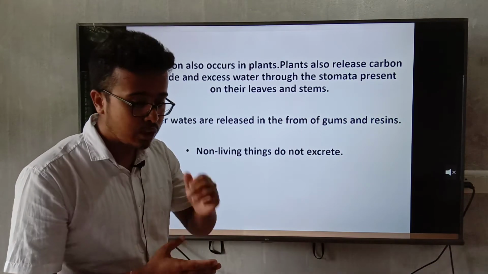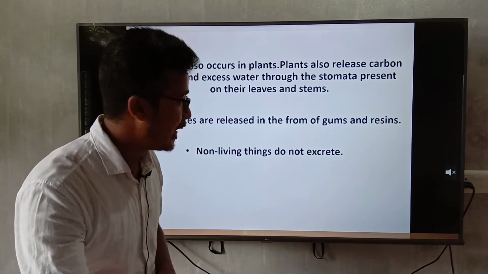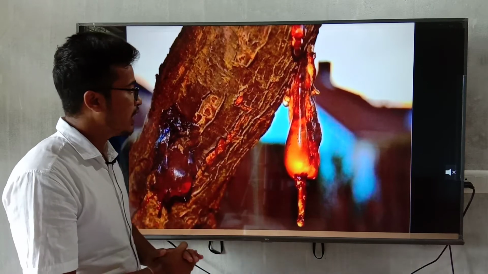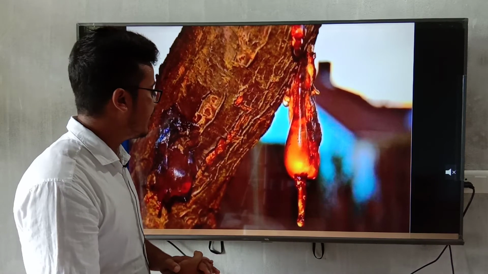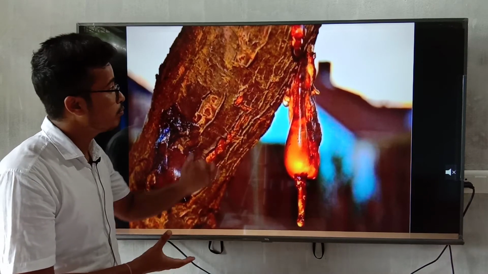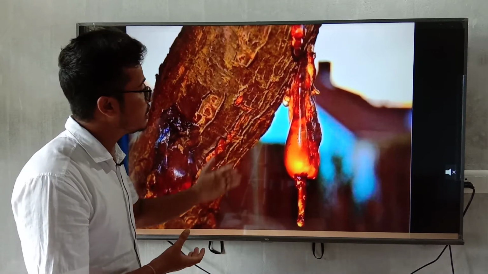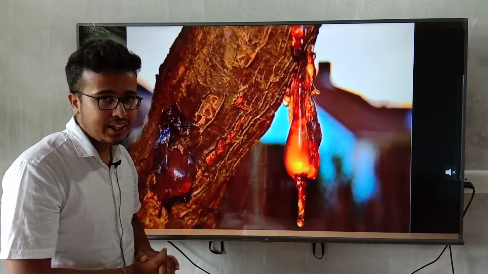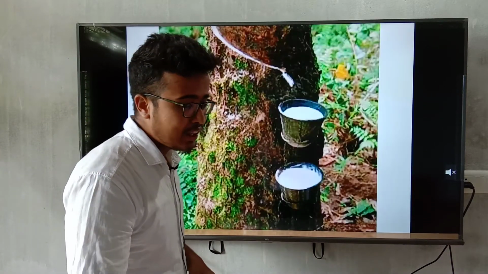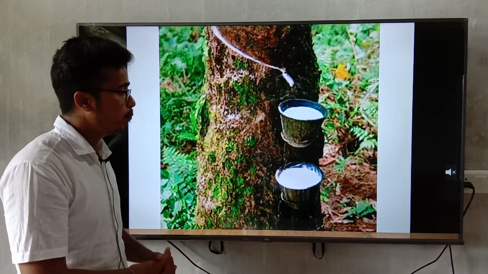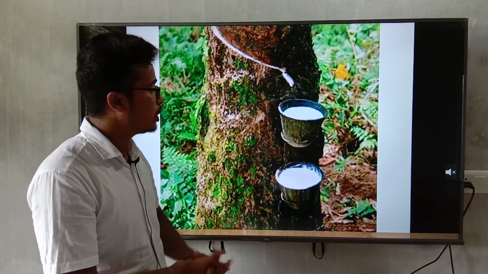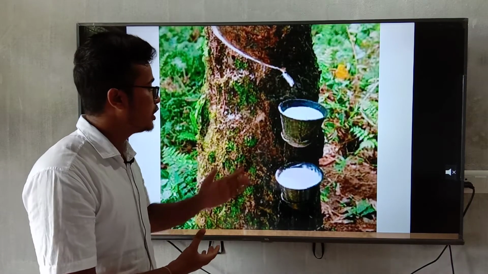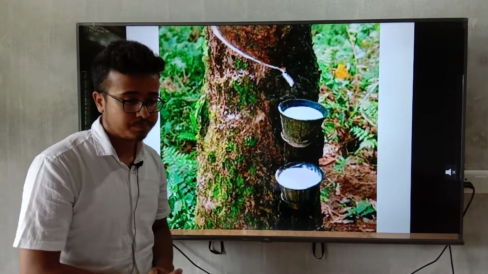Now I will show you the pictures of resin. Here it is resin. This is excreted from the plant, and this is a toxic substance which is present in the plant body. After that, here it is gum. This gum is also an unwanted toxic substance, so it is also removed from the plant.